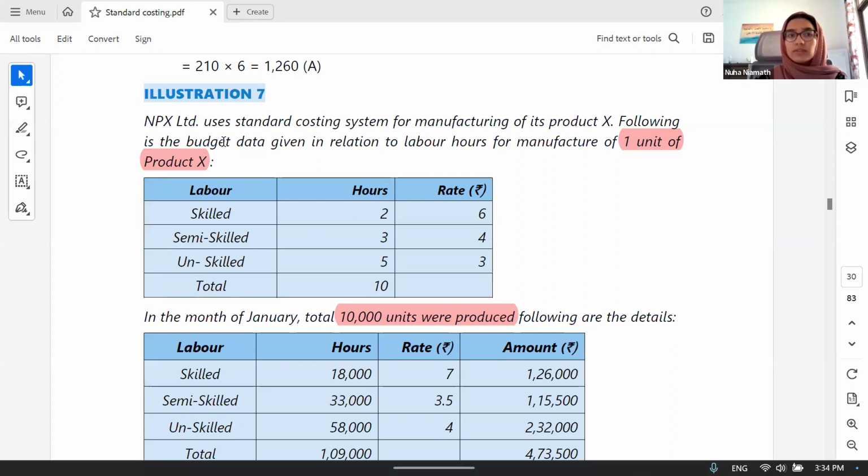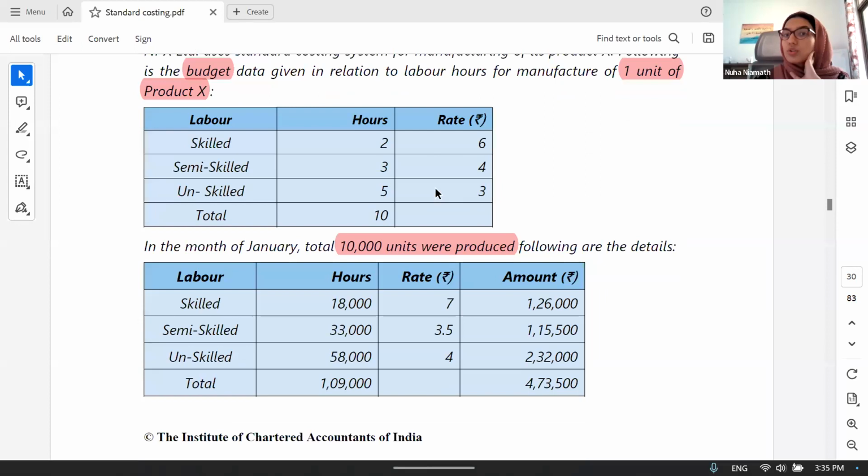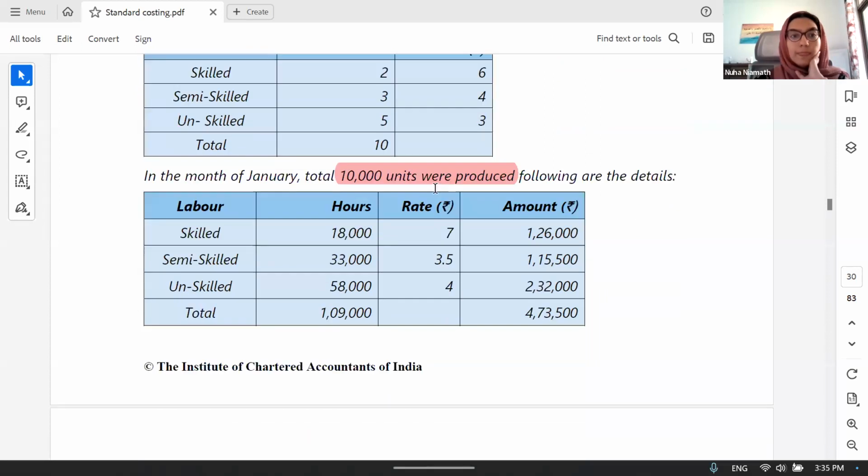Okay, this is standard system. So when you say budget, a budget is like a standard. Standard hours used for skilled labor is 2 hours, semi-skilled is 3 hours, unskilled is 5 hours. And rate is 6 rupees, 4 rupees, and 3 rupees. This is all standard. In the month of January, total 10,000 units were produced, following other details.